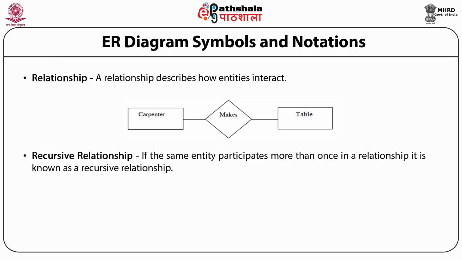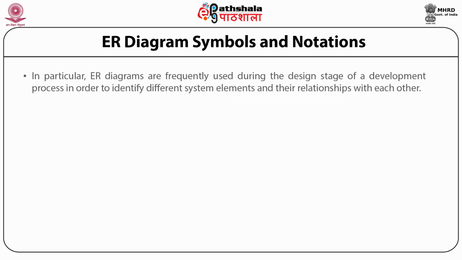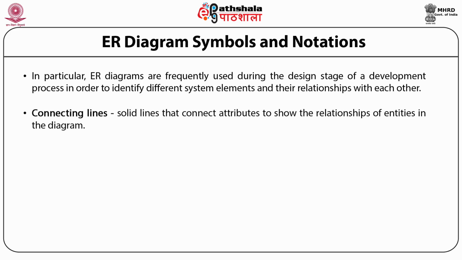Recursive relationship. If the same entity participates more than once in a relationship, it is known as a recursive relationship. In the below example, an employee can be a supervisor and can be supervised so that there is a recursive relationship. In particular, ER diagrams are frequently used during the design stage of a development process in order to identify different system elements and their relationships with each other. The connecting lines. These are solid lines that connect attributes to show the relationships of entities in the diagram.